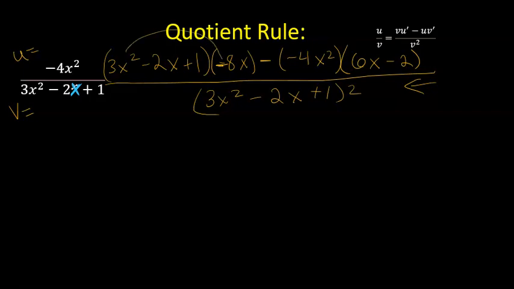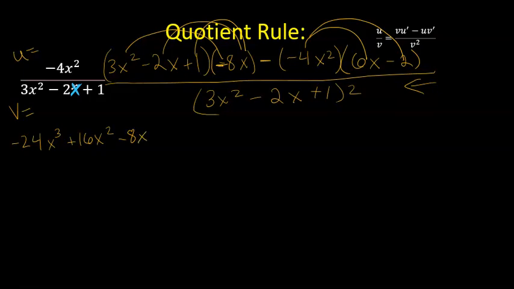I can put this into the 8. I could put this into the 8. I could put this into the 8. I could take my 4 and place it here, and then place it in here. So let's go ahead and do that. So what is 3x squared times negative 8? What does that give me? It gives me negative 24x to the third. And then I have negative 2x times negative 8. And that gives me positive 16x to the second power. What about 1 times negative 8x? What does that give me? It gives me negative 8x.